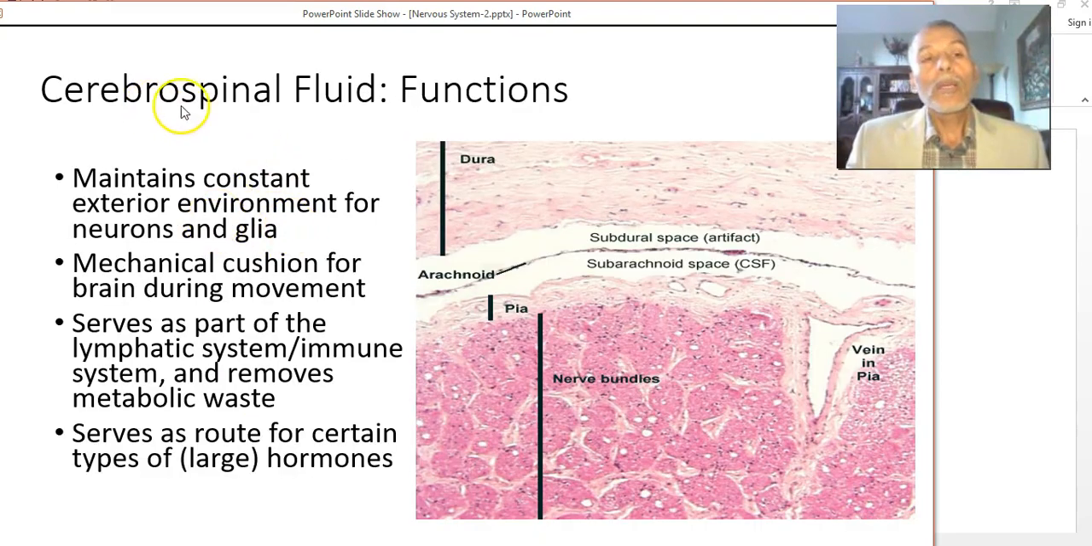So the functions of the cerebrospinal fluid. Number one, it maintains a constant exterior environment around the brain and the spinal cord, around the neurons and the glia that we studied. So water is a regulator. It is what regulates our temperature in our body.